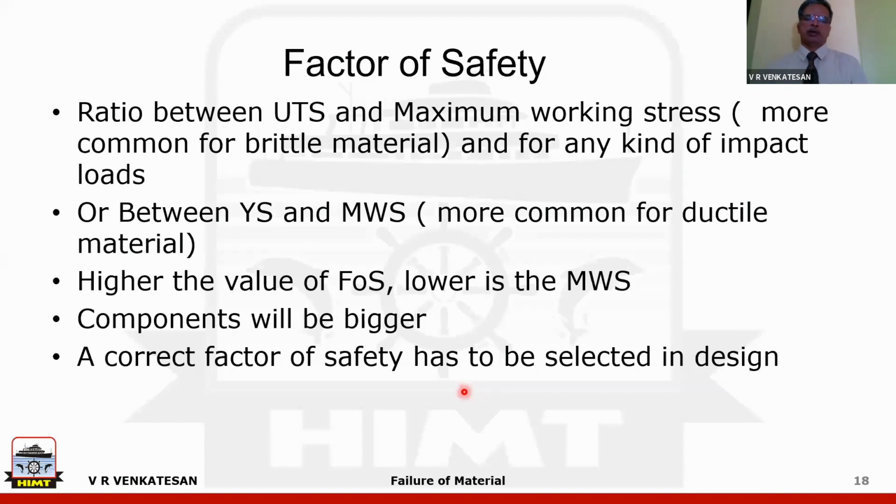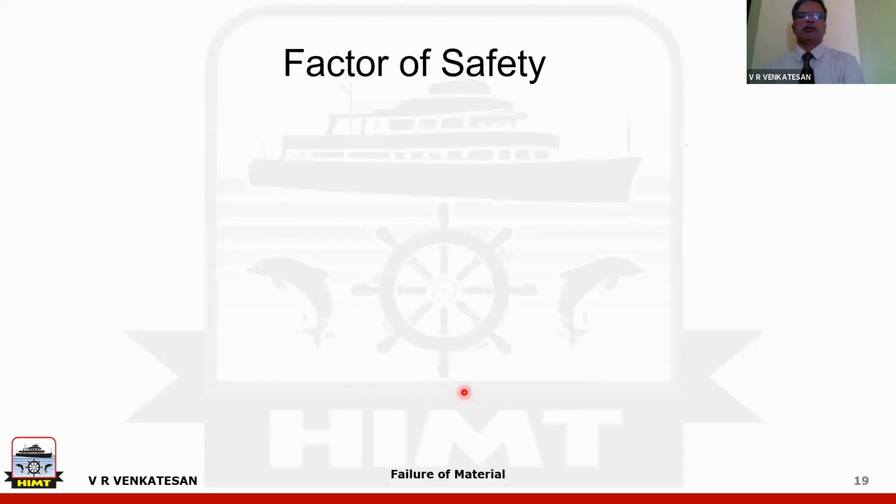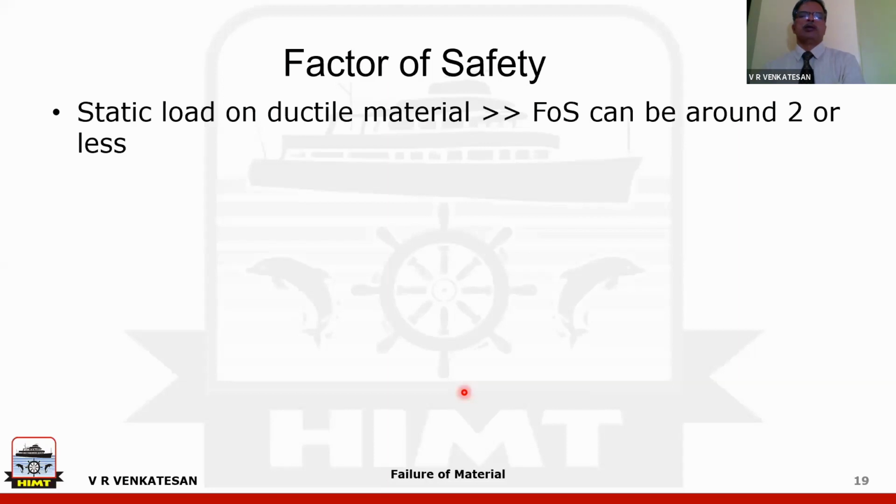So what is important is that the engineer who is operating machinery, looking at equipment, should also be aware of the factor of safety involved in the design. We must understand that different types of equipment are designed with different amounts of factor of safety. It is not a fixed value. It varies from one type of equipment to another, and also depends on the type of loading. All equipment do not have the same safety margin.